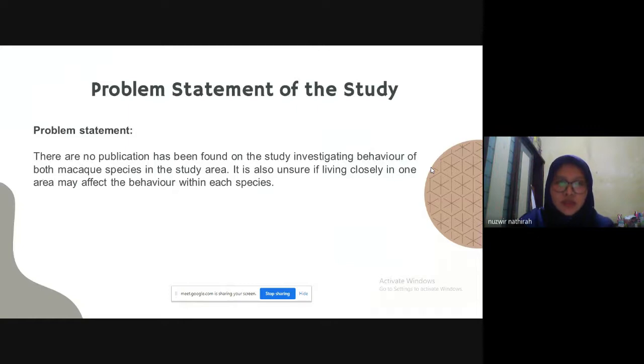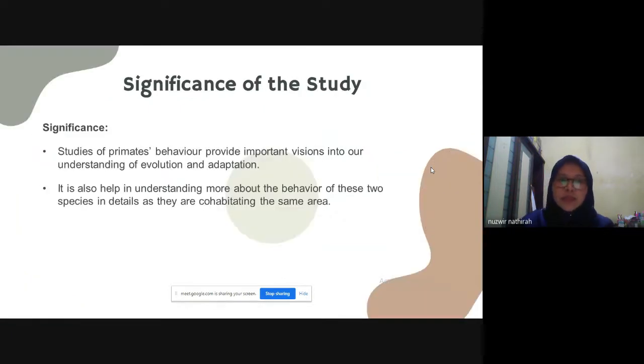The problem statement of the study is that no publication has been found on the study investigating behavior of both macaque species in the study area. It is also unsure if living closely in one area may affect the behavior within each species. There are two significances of the study. First, studies of primate behavior provide important insights into our understanding of evolution and adaptation. The second one is that it also helps in understanding more about the behavior of these two species in detail as they are cohabiting in the same area.